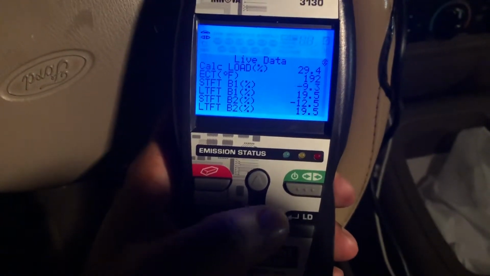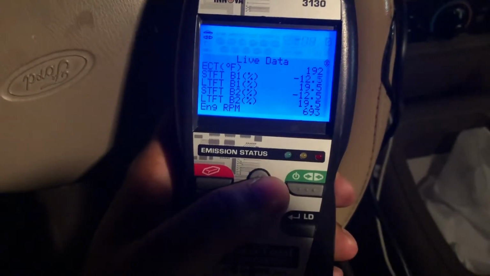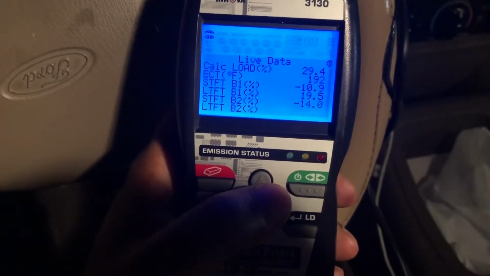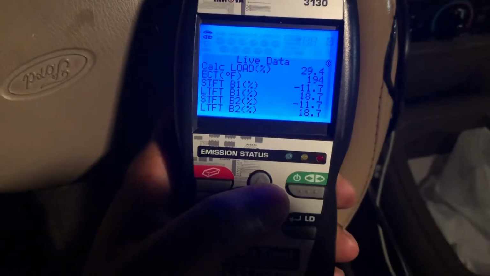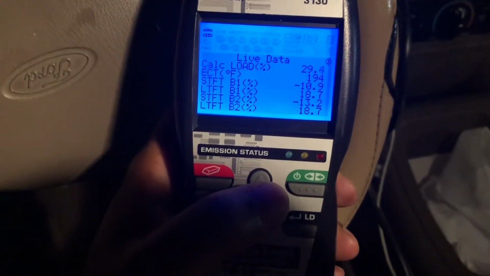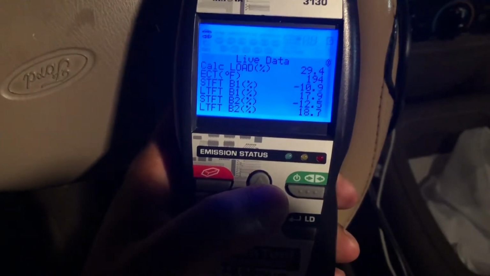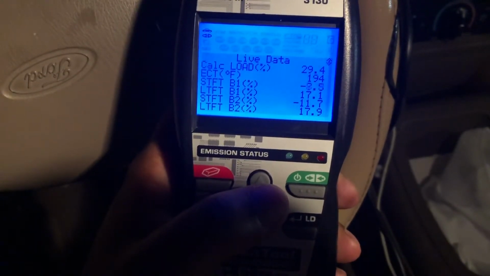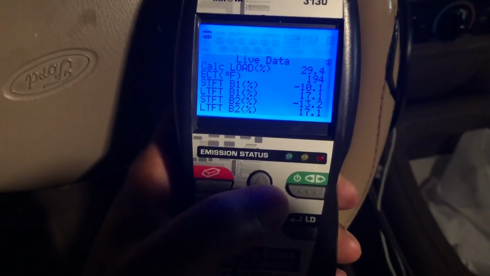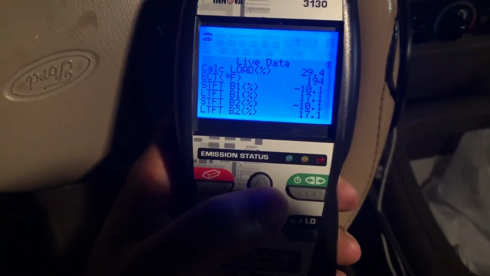Idle at 693. All right, y'all. I think we got a fix. Those long-term fuel trims are coming down. I think we got a fix. If I let it run here, I think it'll start to correct itself and come down. Those short-term fuel trims are going negative. Very good.